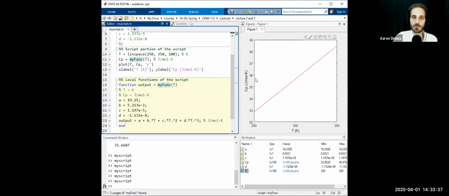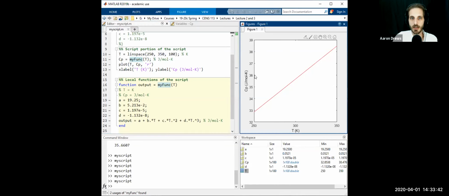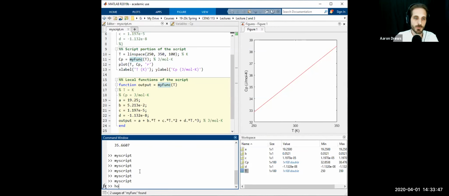Let's say, for example, that we wanted to figure out what's the temperature at which the heat capacity here is equal to 36 joules per mole. For example, if I wanted to add this on here, let's say 250, 350, and then 36, 36, blue. Perhaps we want to know what's the value of temperature which produces heat capacity of 36 joules per mole per Kelvin, which is the equivalent of the intersection of that red and blue line.